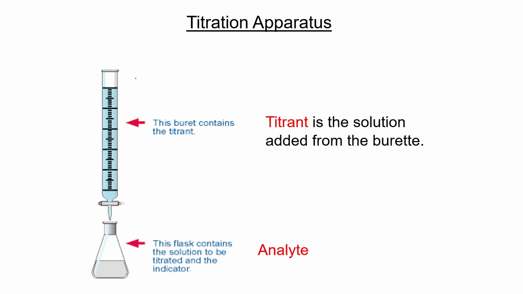This one we call a burette. In this burette, we put a solution, and that solution we call the titrant. The titrant is the solution added from the burette, what we are titrating with. In the conical flask, we put an amount of solution, and that solution we call the analyte. For the analyte, we know the volume we need to put in. For the titrant, we do not know the volume, so usually we fill it full, up to the 0 mark.